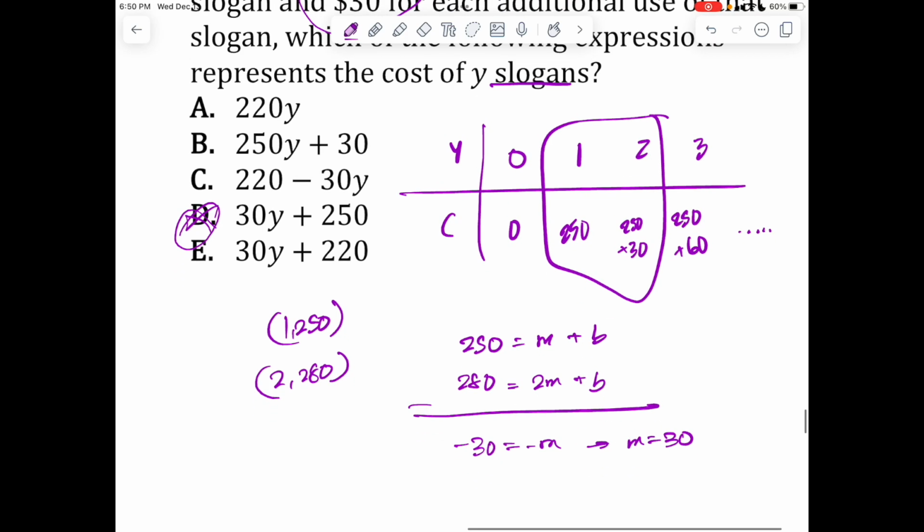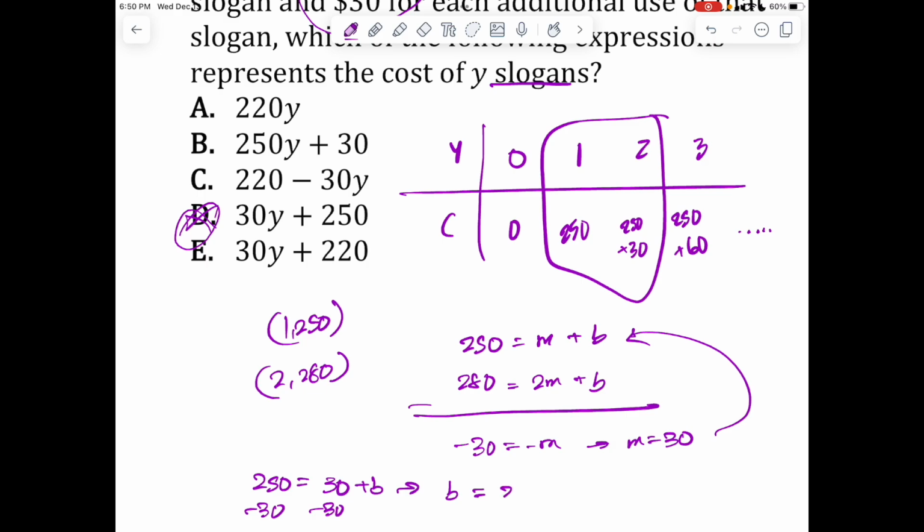Now let's plug that back in here, identify what b is. So 250 is equal to 30 plus b. That means that minus 30, my b value, if I was to put this into an equation, would actually be 220, not 250. It would be 220. So my answer is E. Okay, hopefully that made sense.